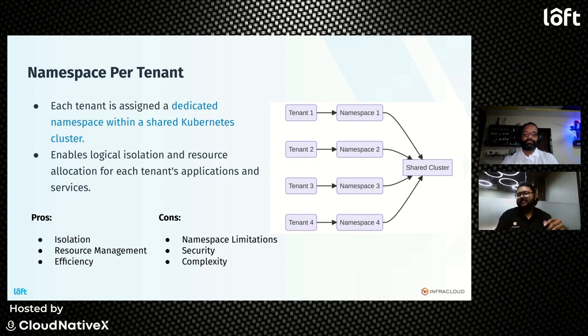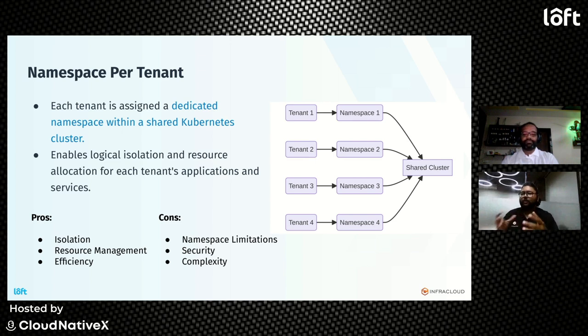Now, in this case, there is a certain level of isolation. It's not completely isolated, but it does have some measures in place, especially if you use some access management controls. One tenant who is assigned to a namespace will not be able to see or perform any action in the other namespace. Also, each tenant can manage and allocate their resources within their namespace. So based on their requirements, they can play around with the resources. But again, that all is bound by the namespace that we have.